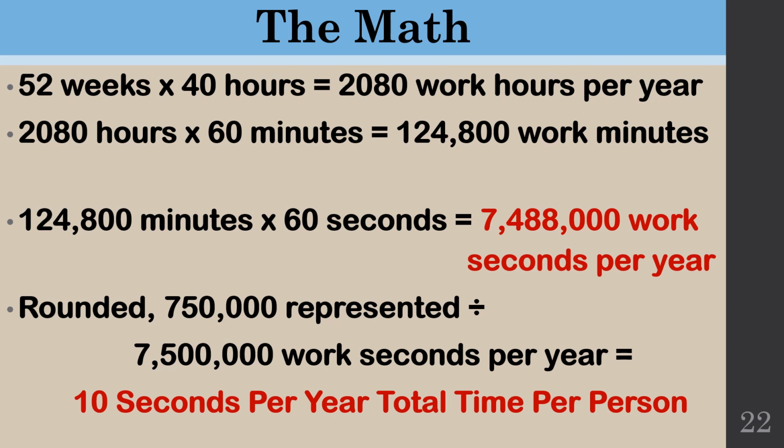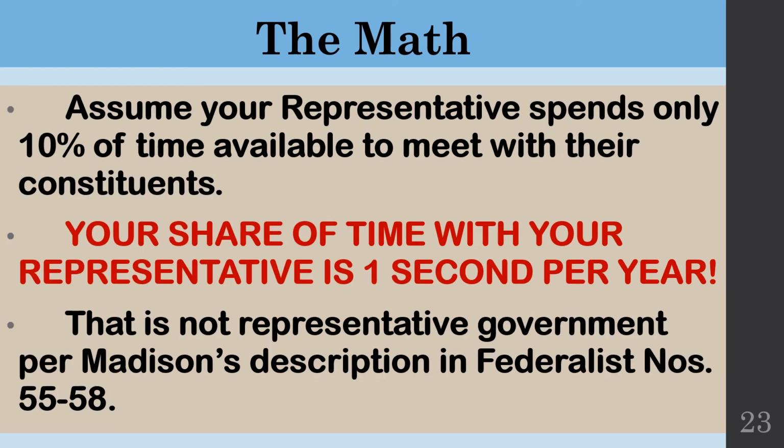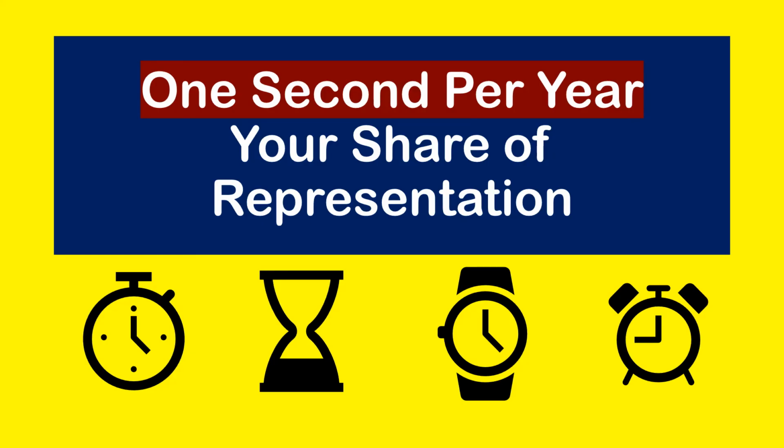meeting with their voters the entire time. In fact, only a very short amount of that time. Let's make a generous assumption that the representatives are spending 10% of their time actually meeting with their voters. That would mean 10% of 10 seconds, or that your share of time with your U.S. representative is 1 second per year. Clearly, this is not representative government as described by James Madison in Federalist Numbers 55 through 58. And that is how your share of representation in the United States governing system is only 1 second per year.